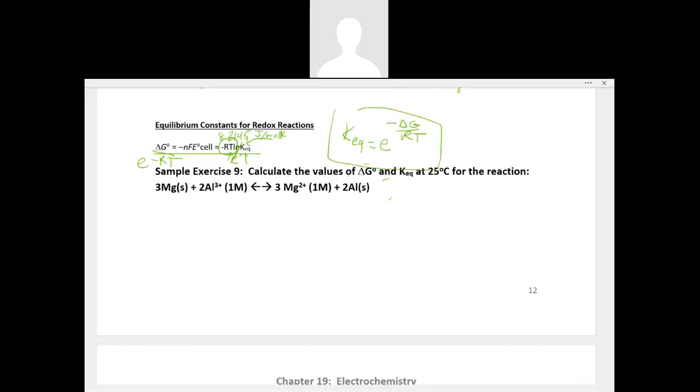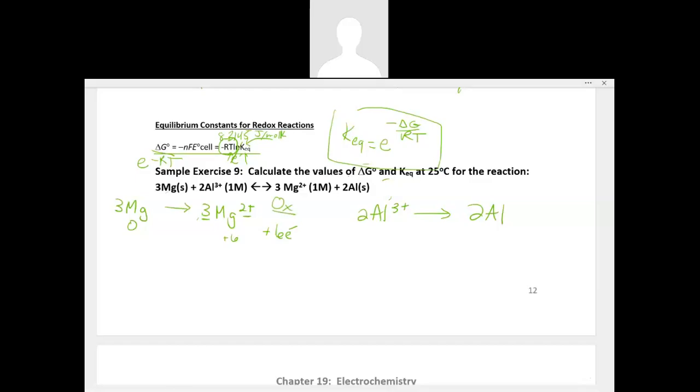So let's see if we can first break this into our half reactions. I'm going to have 3 Mg solid gives me 3 Mg2+. All right, so I have my magnesiums balanced. Let's look at our other half reaction. We have 2 Al3+ gives me 2 aluminum solid. Okay, so everything is balanced so far except for the charge. Let's see, what do we have? We have 3 times plus 2, so we have a plus 6 charge over here. I have 0 over here. So I need to add 6 electrons to this side, and this would give me my oxidation half reaction.